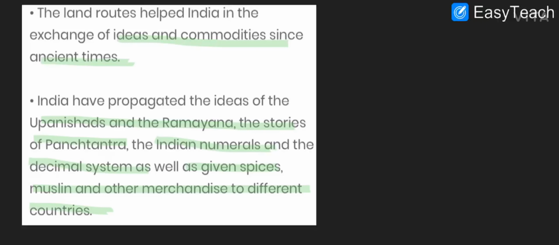So it was a way of spreading culture, tradition, ideas, commodities, right? The Upanishads, the Ramayana, the Mahabharata, the Panchatantra stories, all these were the thought processes, the ideals of our country. So the routes have been able to spread these as well. As I told you, the travelers came, gathered the information and then went back to their own country to spread the information. We also had a lot of trade in spices and muslin cloth.